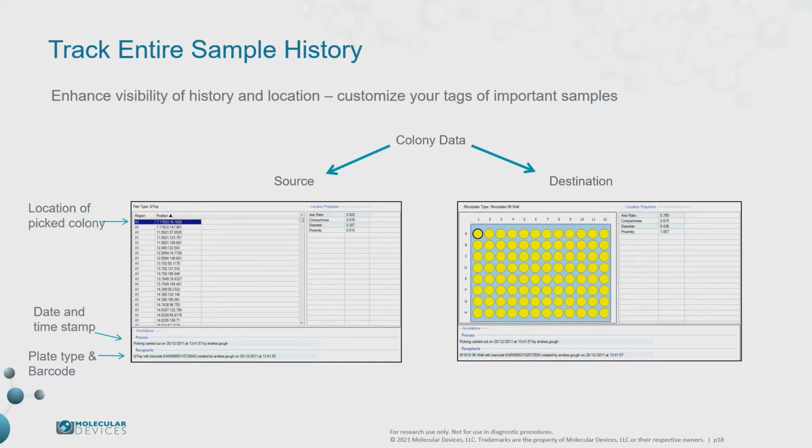In the source plate, we see the exact location of the pick colonies with plate type, barcode, and date and timestamp of the picking event. On the destination plate, we see the well that was inoculated with the pick colony and the same data tracking as seen on the source plate.